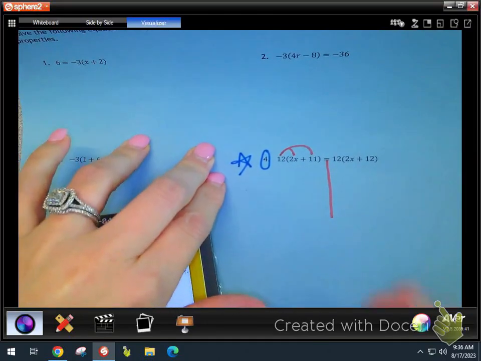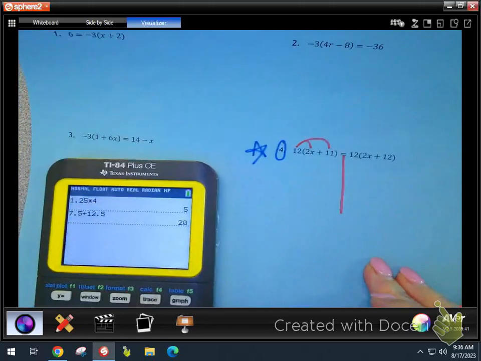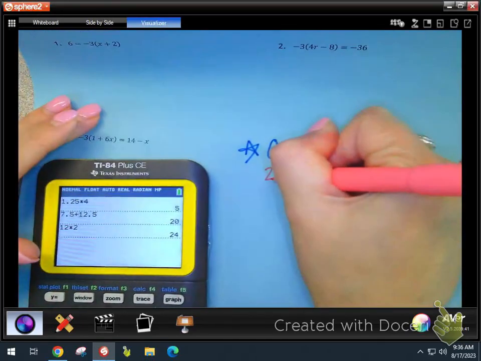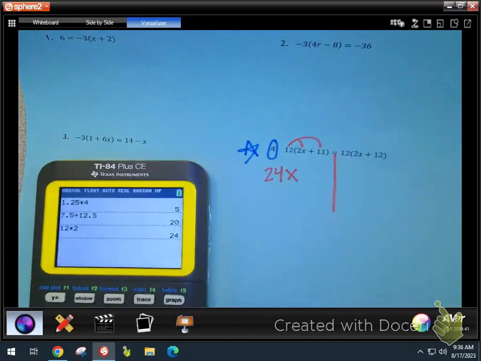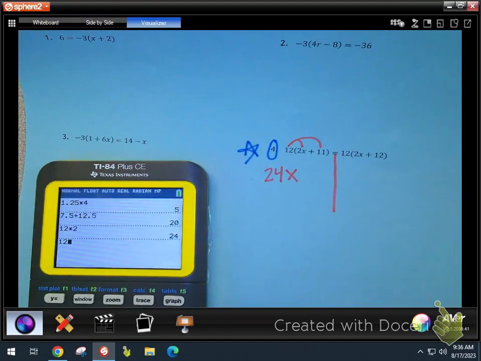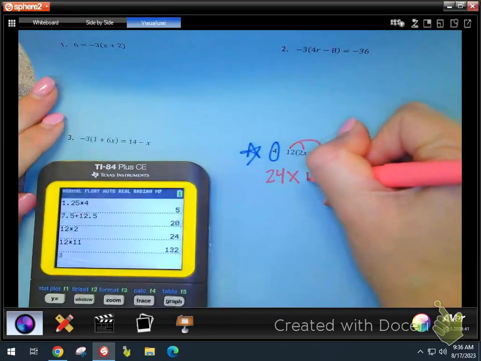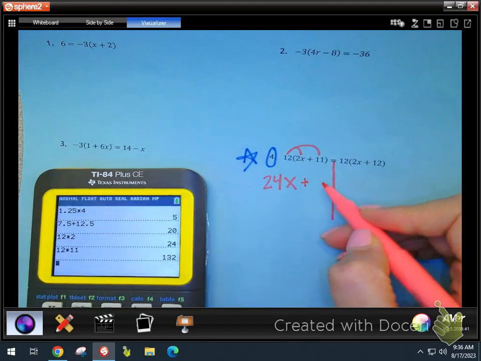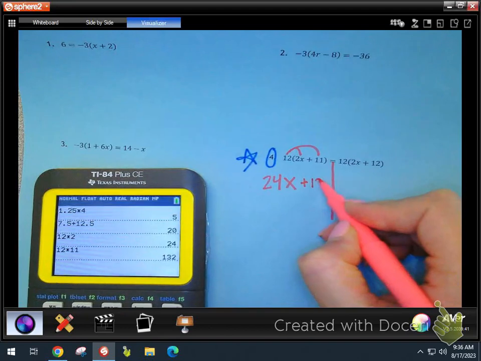Yes. 12 times 2x. 24. 24 what? 24x. Good. 12 times positive 11. It's 108. 132. What did you get, 108?